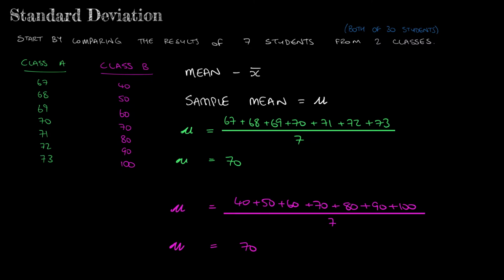Now, from looking at that, we need to decide how helpful that actually is. The average in class A is 70. The average in class B is 70. But if you go back and look at their actual scores, you can see that these ones ranged a lot more, so there was a bigger range. These were more spread out than these ones.